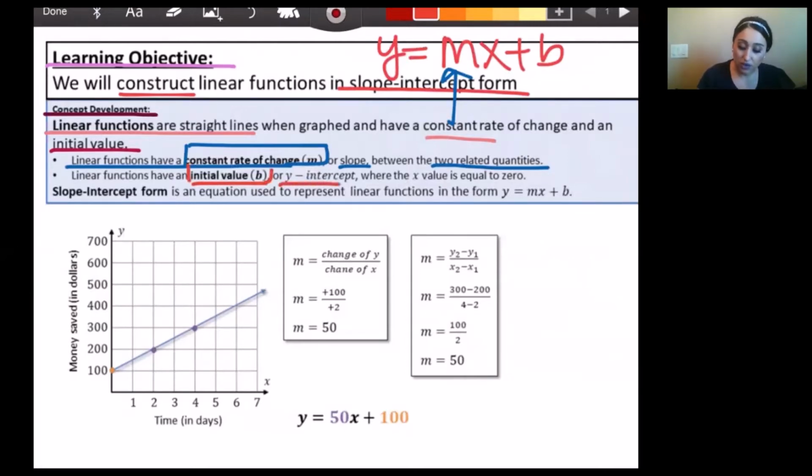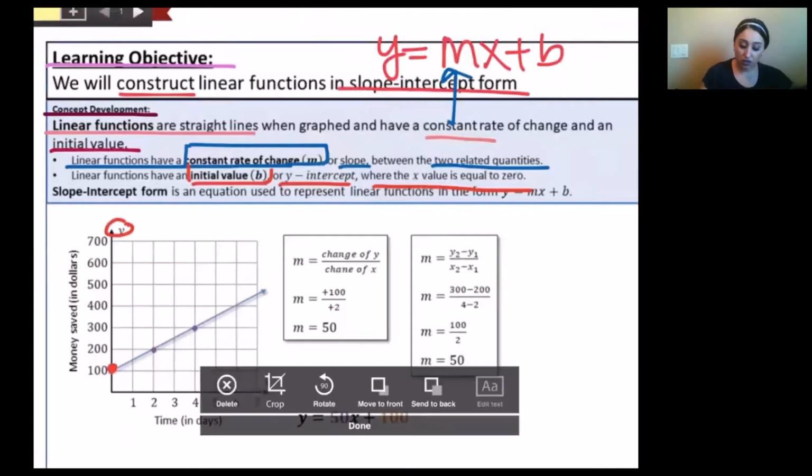It is also known as the y-intercept. It is where the x value is 0, y is the initial value. So it's the starting point of the line. So remember that it always starts on the y-axis, the initial value.